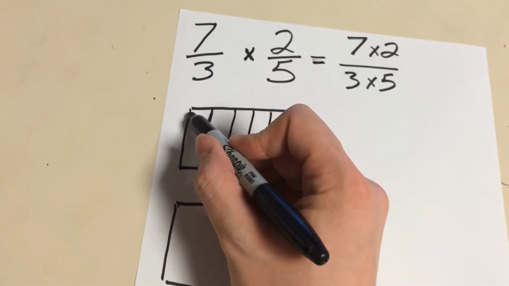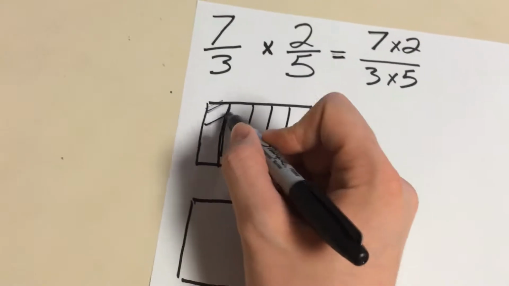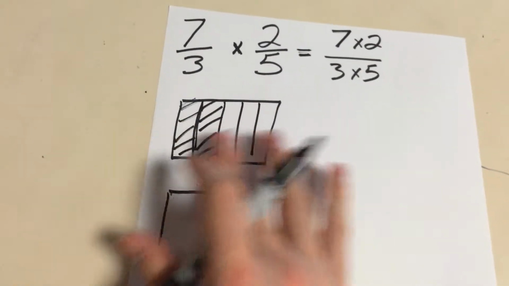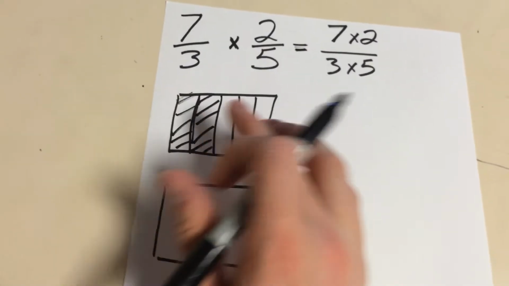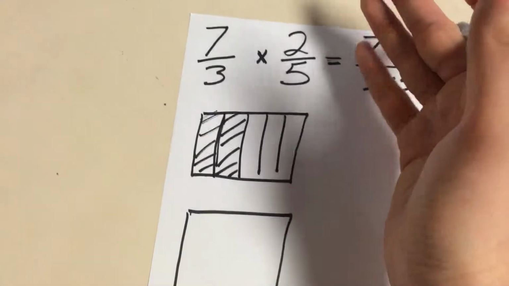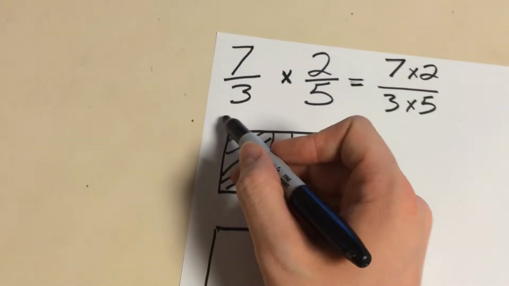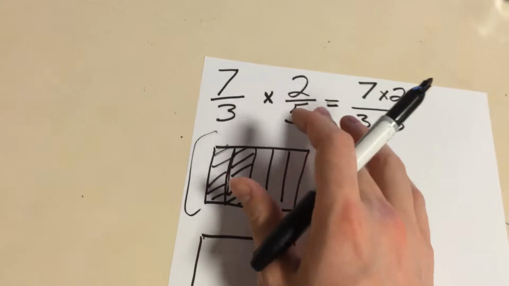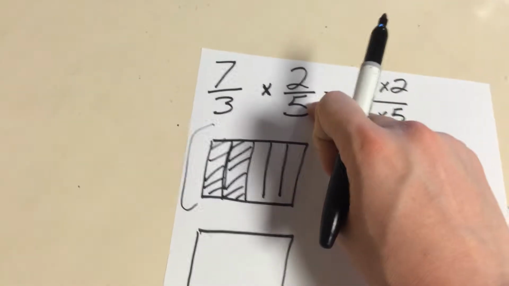Now 2/5, we can shade that in like this. We're going to have 1/5, 2/5. So we've broken our cookie into 5 pieces, and these are 2 of those pieces. 2/5. Our whole is this cookie right here. Our whole is one cookie, and it has 5 pieces. This is noted by the denominator.